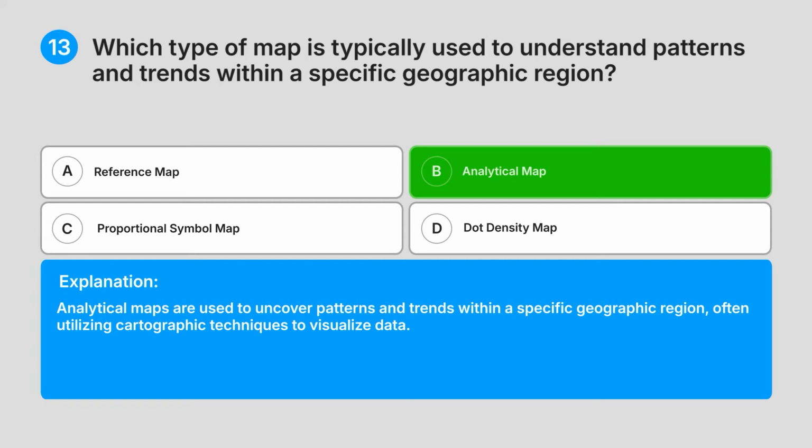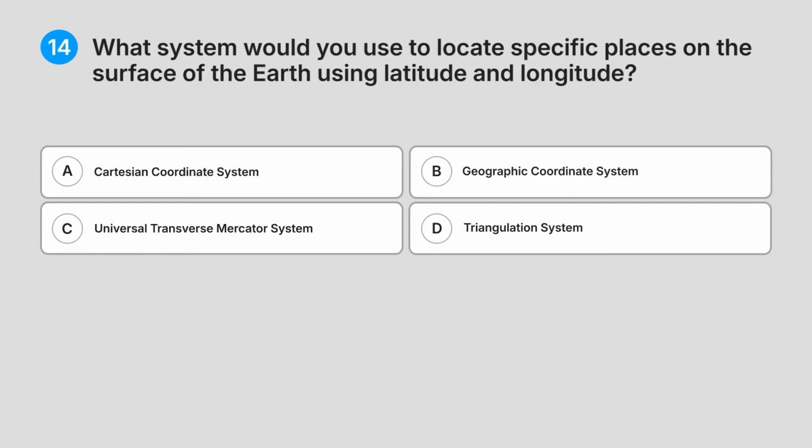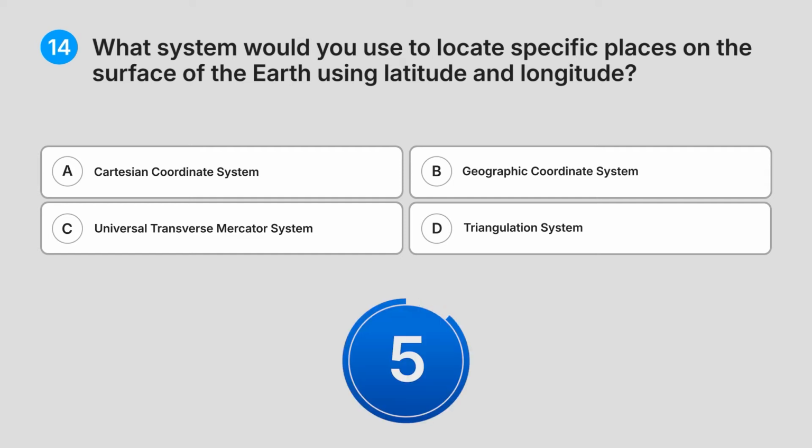14. What system would you use to locate specific places on the surface of the Earth using latitude and longitude? A. Cartesian coordinate system. B. Geographic coordinate system. C. Universal transverse Mercator system. D. Triangulation system. What do you think is the answer?